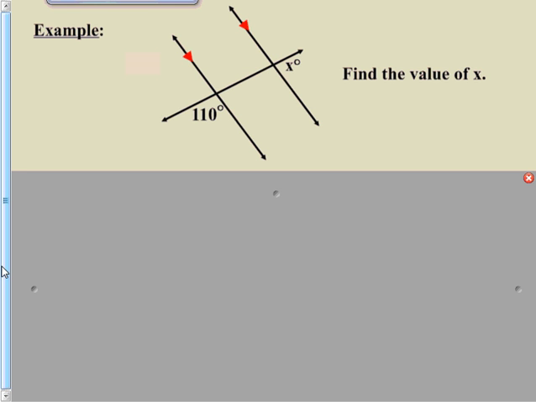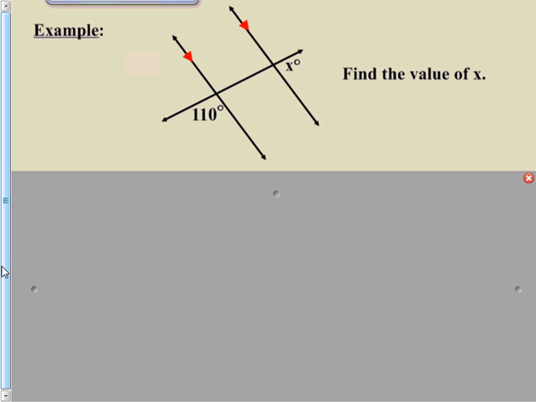We have a transversal intersecting the parallel lines. And around this transversal, we have a couple of angles marked. The one in the lower left is marked as 110 degrees. The one at the top intersection on the right side is marked as x degrees. And the instructions are to find the value of x.